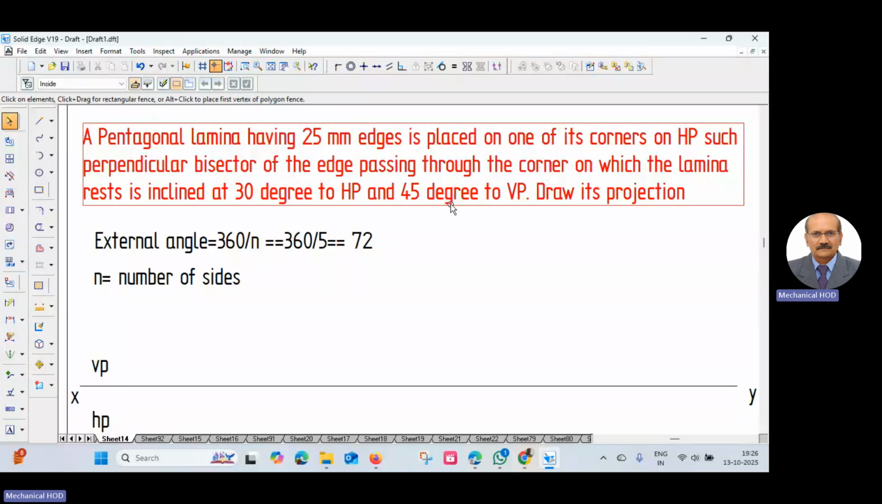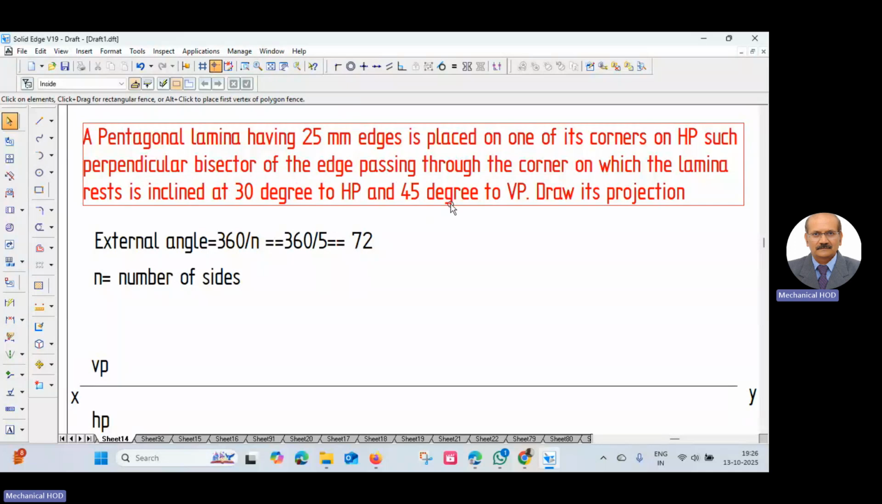There is one more difference here in this question. First thing is it is resting on one of its corners. Second thing is the perpendicular bisector of the edge passing to the corner on which the lamina rests is inclined 30° to HP and 45° to VP. Earlier questions, lamina used to incline to HP at some angle, and one of its edges is inclined to VP at some angle. But here, lamina inclination is not given, edge inclination is given. Instead of that, they have given the reference edge as perpendicular bisector of the edge passing to the corner on which the lamina rests.